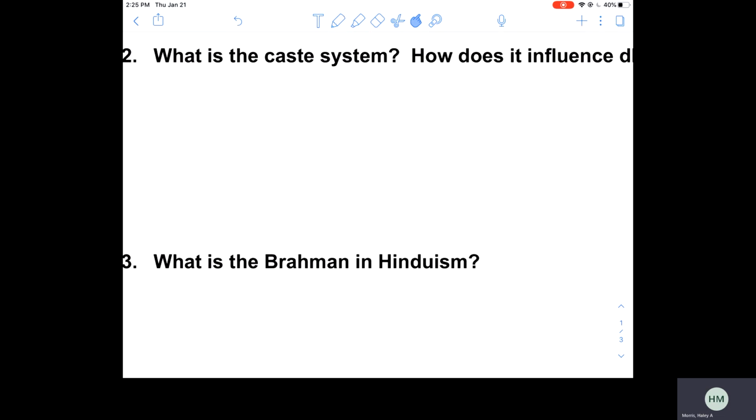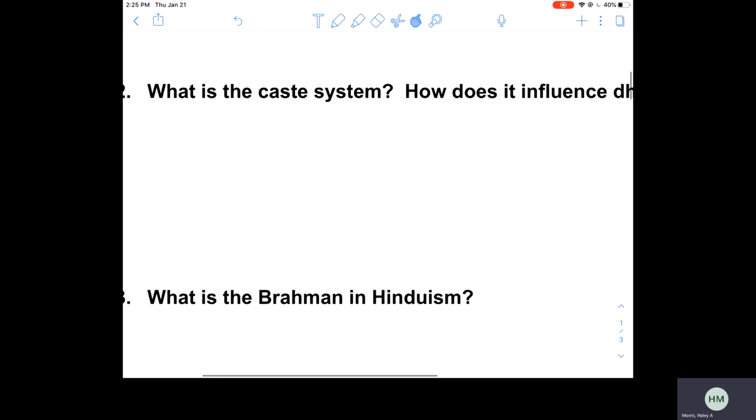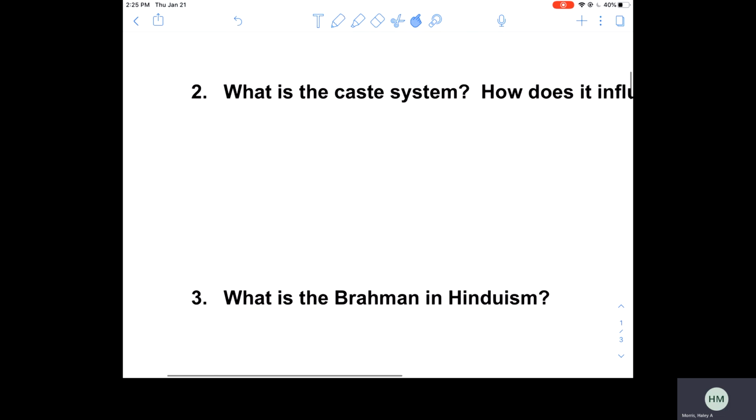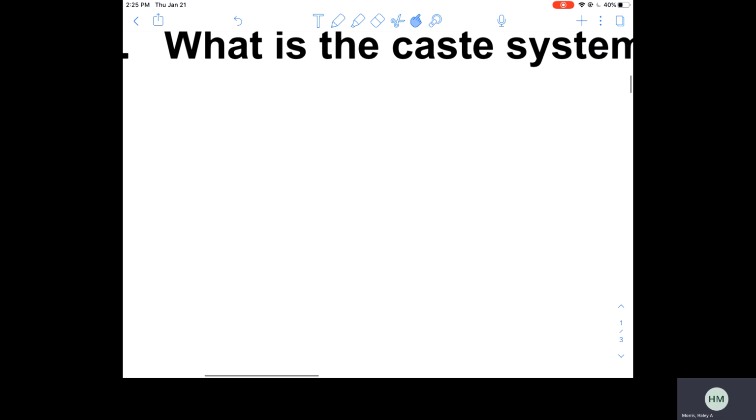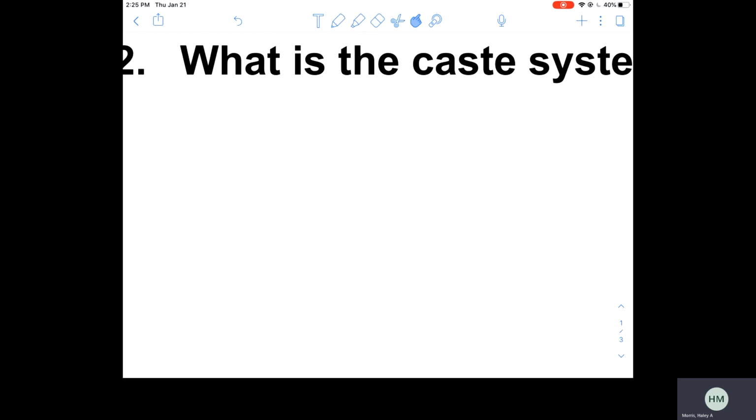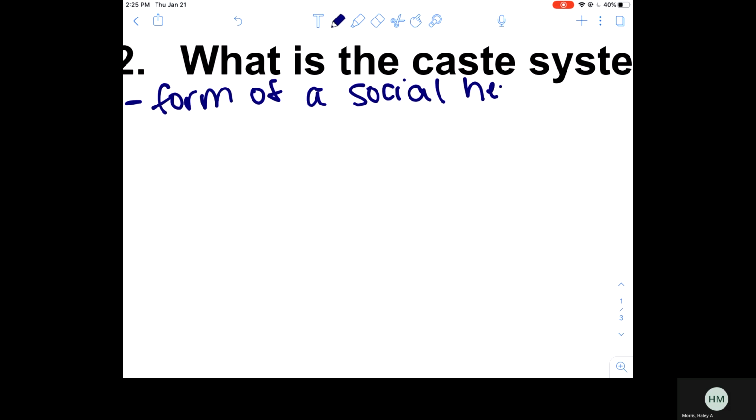What is the caste system, and how did it influence Dharma in Hinduism? So the caste system, if you remember when we were talking about agricultural revolution and agricultural civilizations, we said that these civilizations had to have some form of a social hierarchy. And so the caste system is a form of a social hierarchy. And it was very extreme in ancient India.